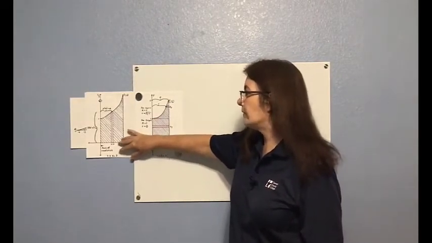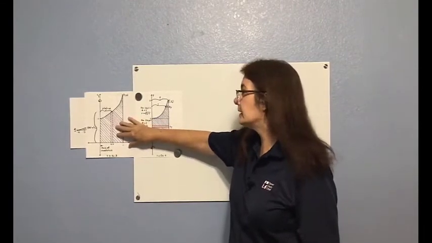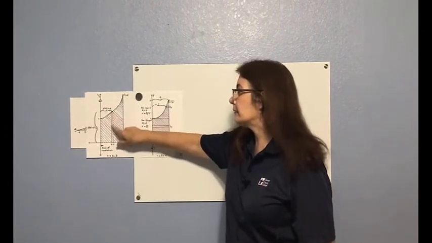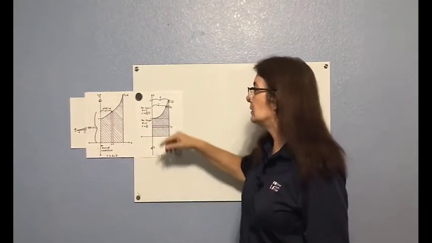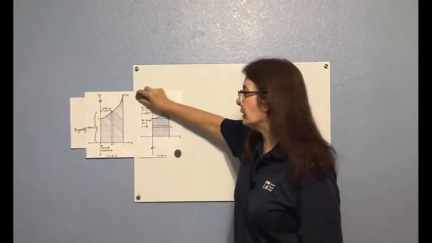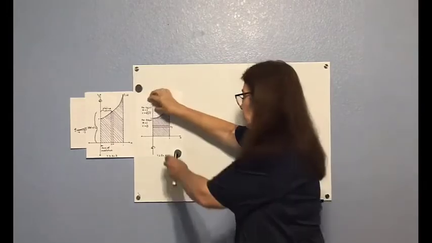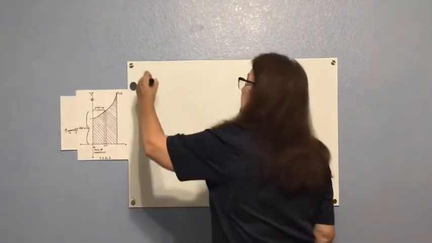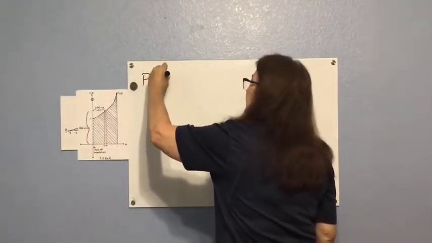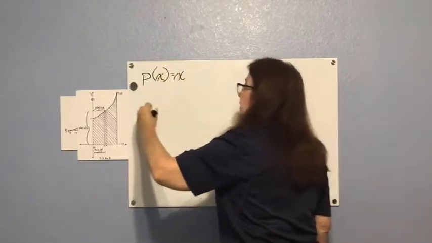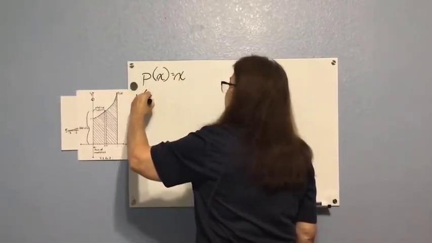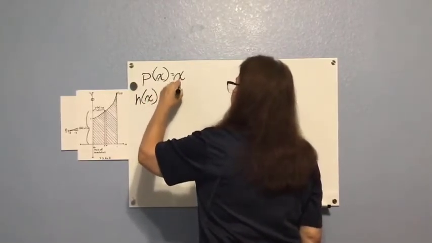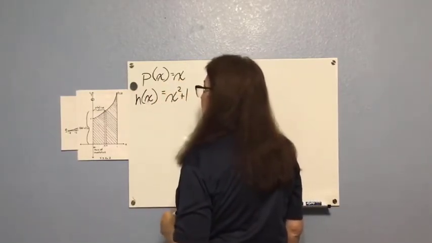In this picture, I've got the same shape again, but since I'm integrating this way, I can use that representative rectangle for the whole area that I'm rotating. So let's see how that would work. For this picture, we have that p of x is equal to x, and h of x is equal to x squared plus 1.